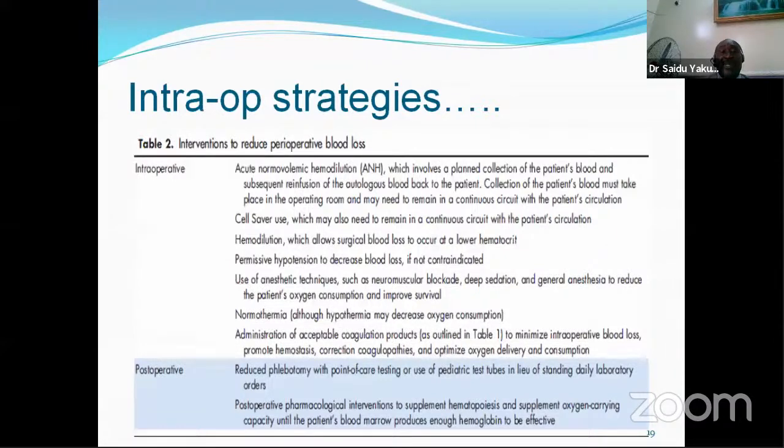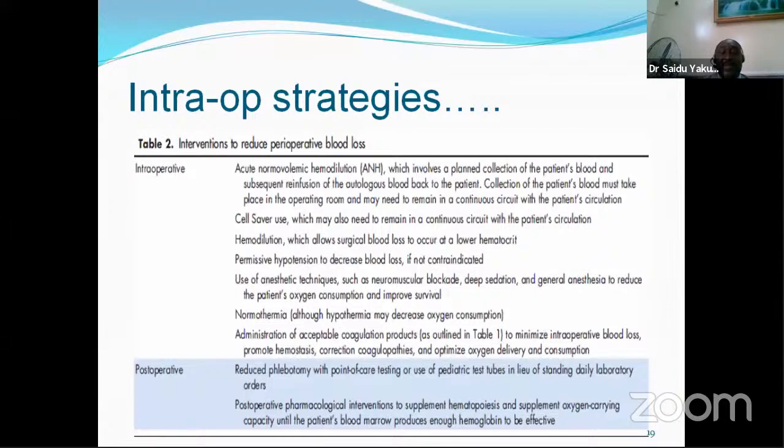This is particularly important for Jehovah's Witnesses. Acute normovolemic hemodilution involves planned collection of the patient's blood and subsequent reinfusion of the autologous blood. Collection of the patient's blood for Jehovah's Witnesses has to be done in the theater, and there should be no loss of connection with the circuit. Cell saver can also be used, but there should be no loss of connection with the circuit.